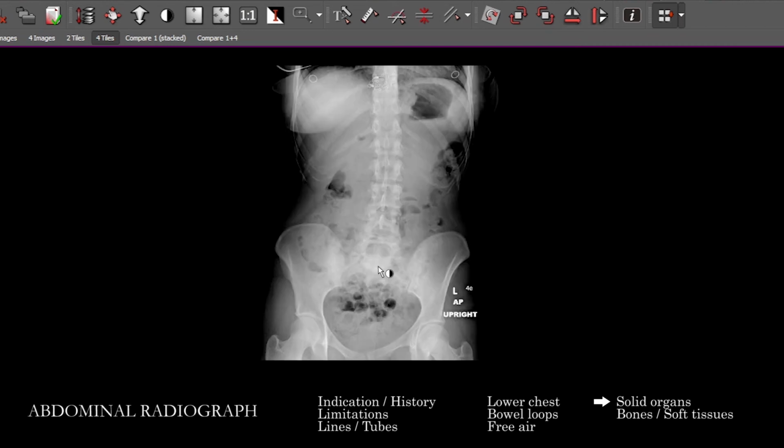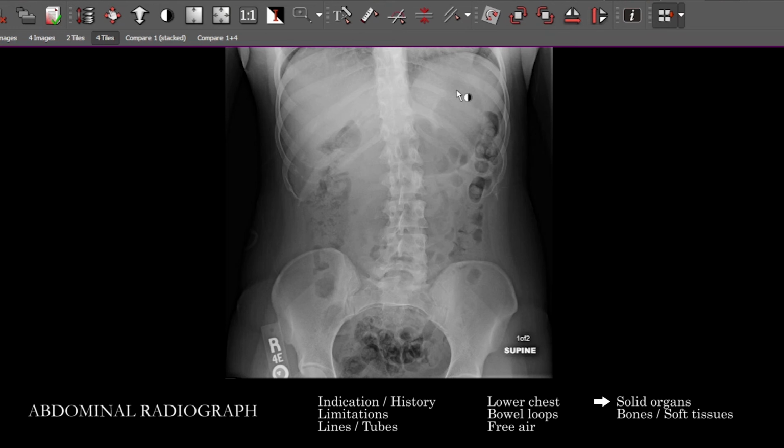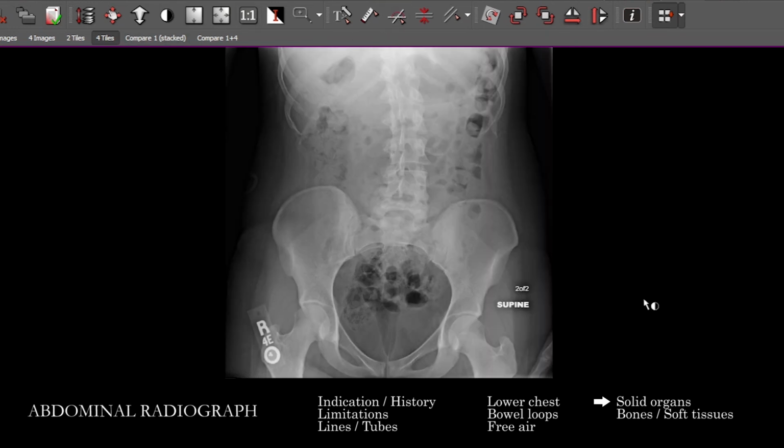Ultimately, with the different views, you have to be very careful that you're looking at the edges of the study, as your different views are going to capture different parts of the anatomy.